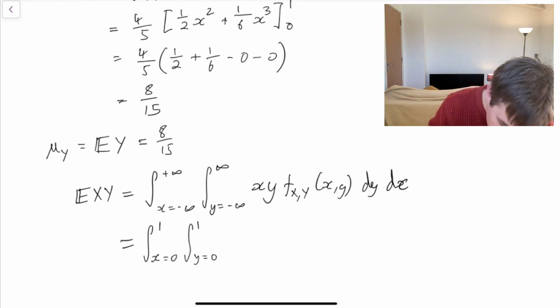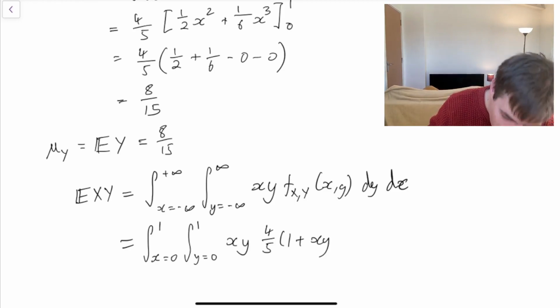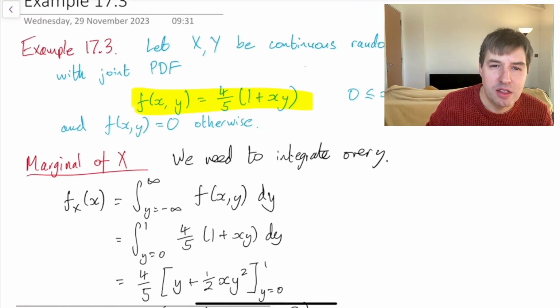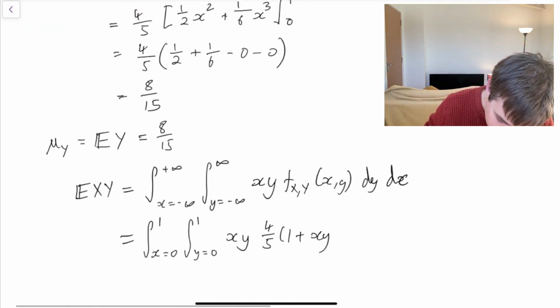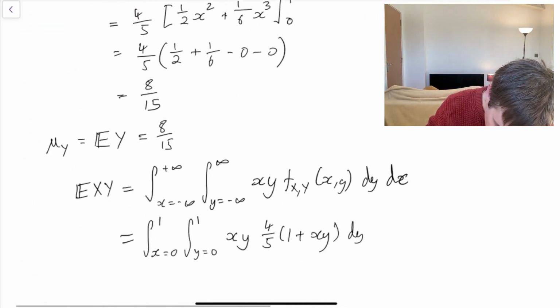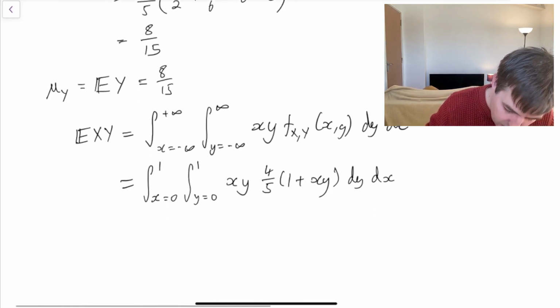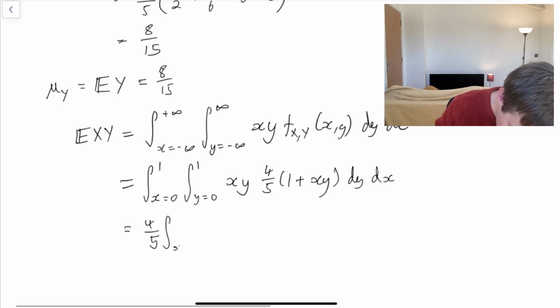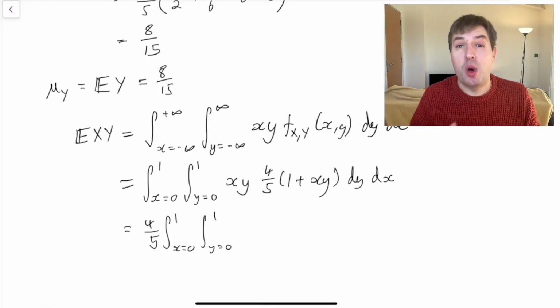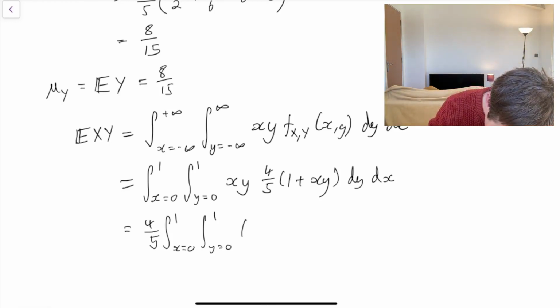And xy is xy, and the joint probability density function we've said is 4/5 (1 + xy). That's the thing that we were given at the top there, highlighted in yellow. dy dx. I'm going to do a bit of rearranging, which is I'm going to take my 4/5 outside, and I'm going to multiply my xy into the bracket. So that's going to give me xy plus x squared y squared.